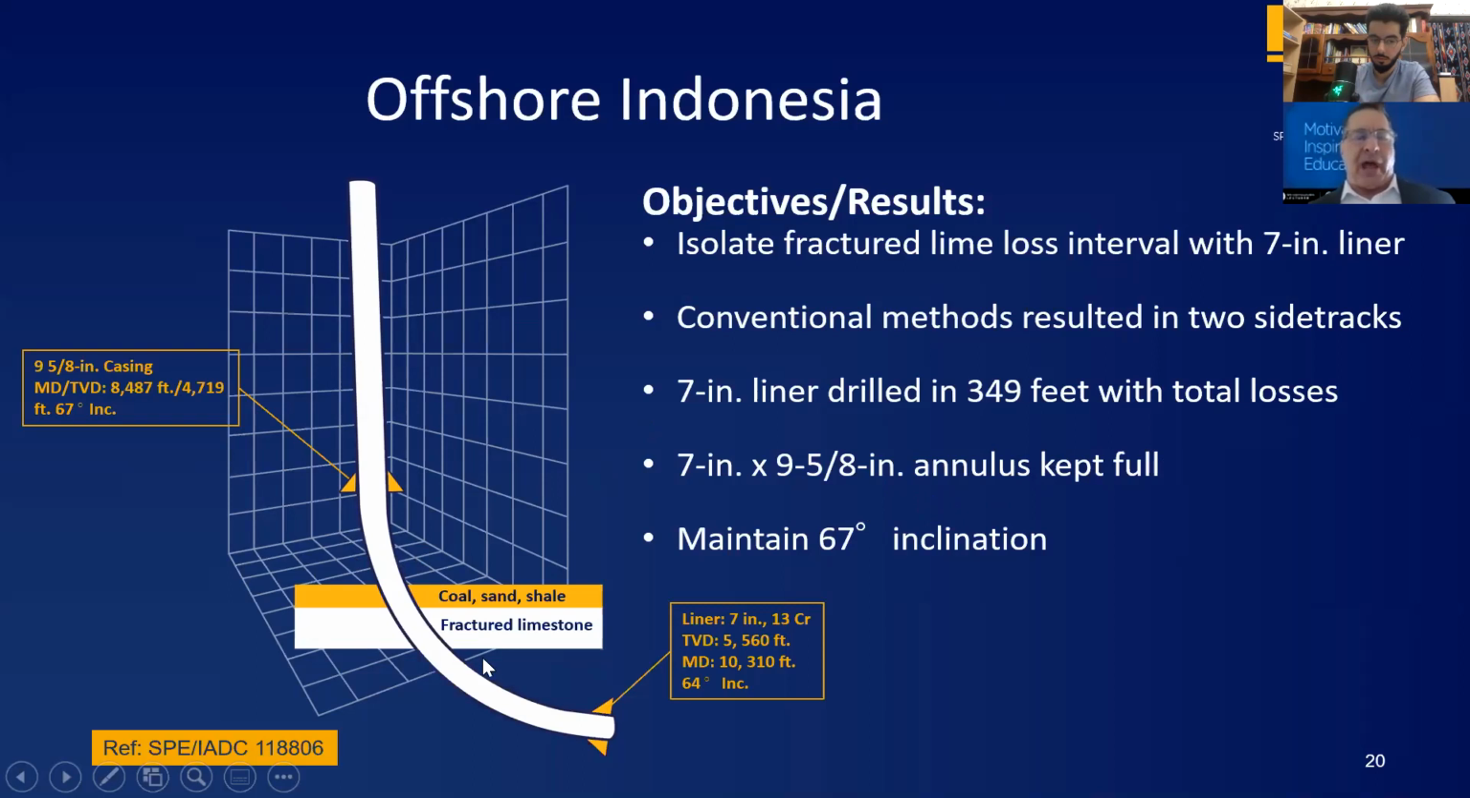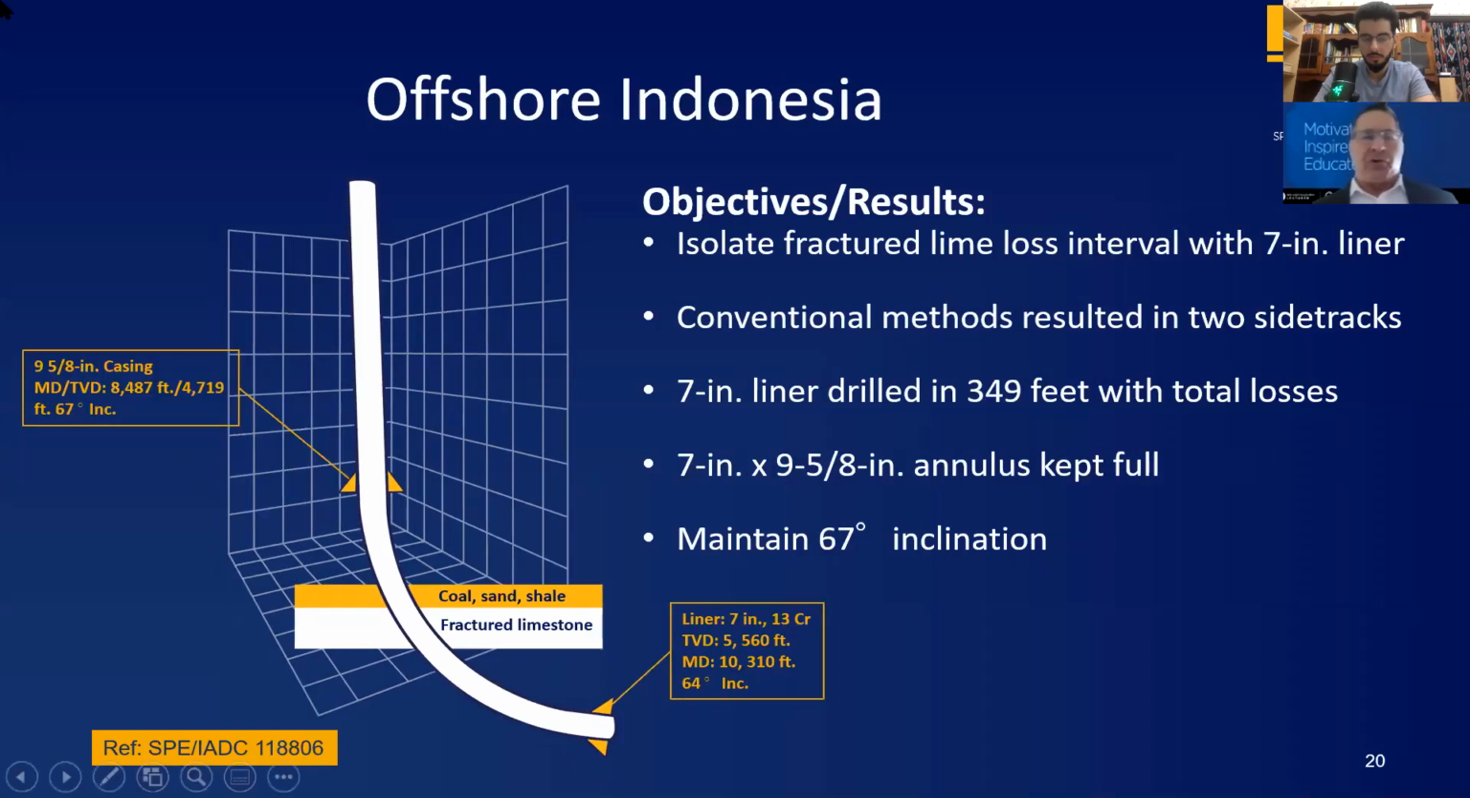They drilled the liner in, all the while sustaining total losses, but they were able to keep the annulus full, unlike conventional applications. They also maintained a 67-degree inclination. They got to TD, got a successful cement job, and were able to drill out the bit and drill a 6-inch hole to TD. Happy ending to that story.